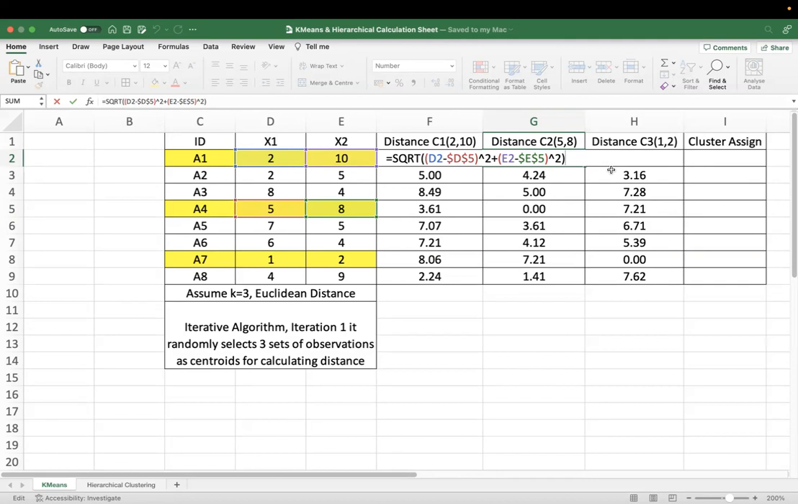2 minus 5 whole square plus 10 minus 8 whole square. 2 minus 5, 10 minus 8. 5, 8 are the centroids.